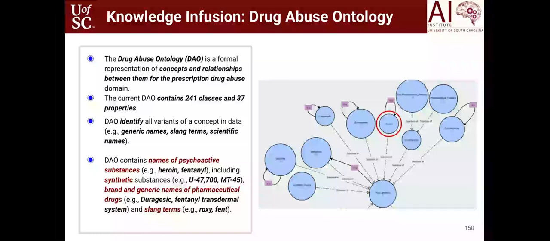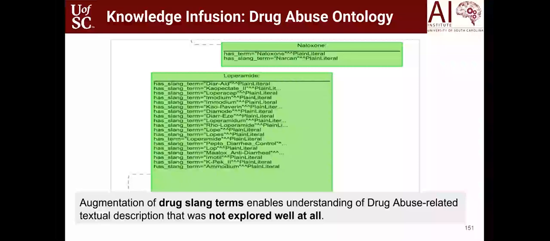Here are some examples. DAO contains the names of psychoactive substances like heroin, fentanyl, including synthetic substances like U47700, or their brand or generic names, and also slang terms like Roxy, Fent. The usage of slang is very popular among drug dealers or vendors. So our ontology, specific to drug abuse, can capture the variation as it holds the slang terms for a particular substance. For example, here loperamide has the following drug names, and that is there in our drug abuse ontology. The inclusion of domain knowledge makes our approach more robust in capturing the variability of the text, which was not explored well at all in the literature.